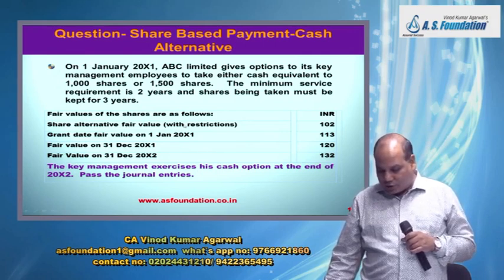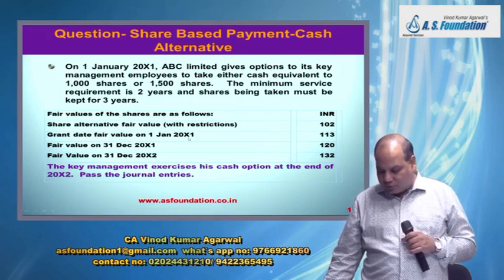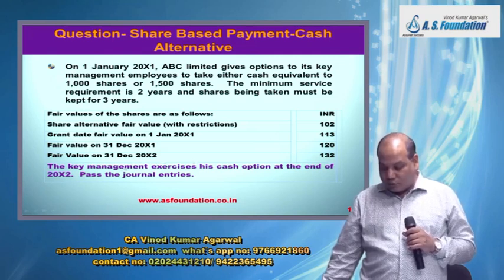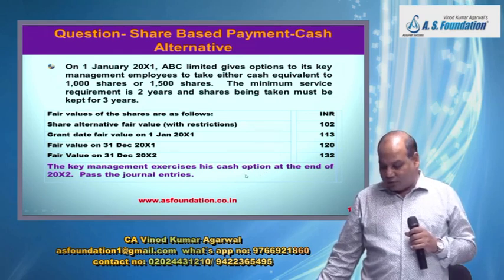Fair value of the shares are as follows. Share alternative fair value with restriction 102. Grant date fair value on 1st January 113. Then fair value on 31st December 20X1 120. Fair value on 31st December 20X2 is 132. The key management exercises the cash option. What did they decide? Cash. Take cash, relax. Pass journal entries.